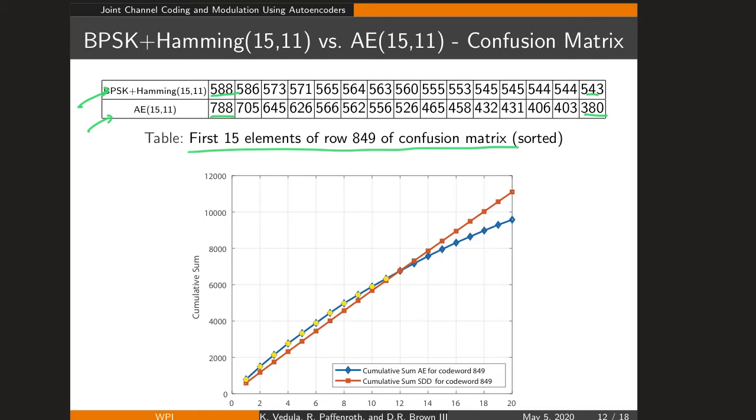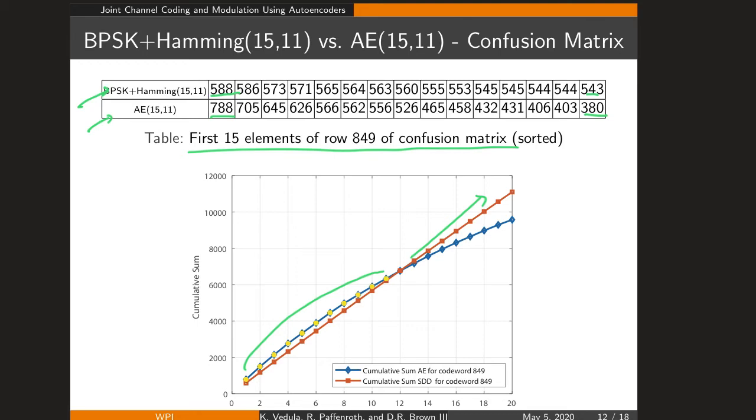Now, if we take the cumulative sum of these rows, we see that the autoencoder has a higher cumulative sum for the top 10 distances, and then later on soft decision decoding takes over. And since this has a linear slope and the autoencoder does not have a linear slope, we could say that the autoencoder is getting an edge because of these particular code words and because of its asymmetry.